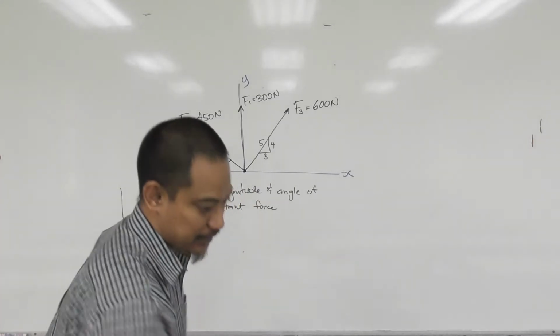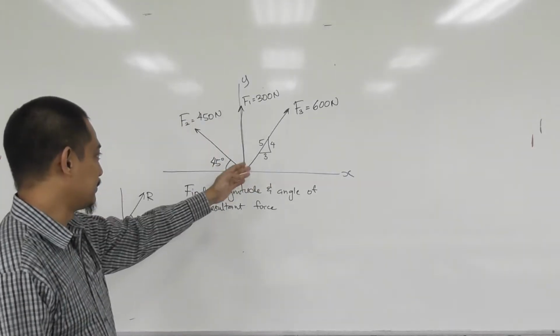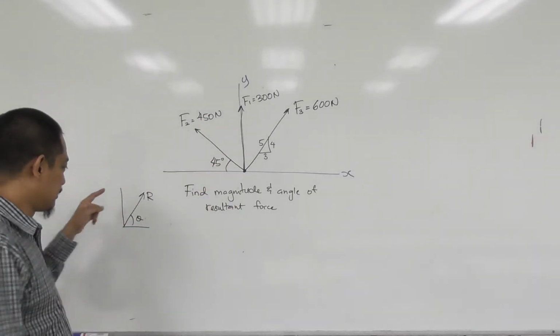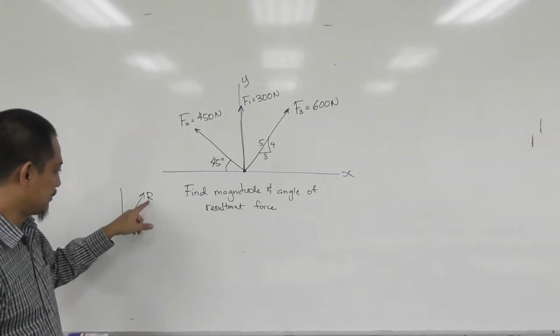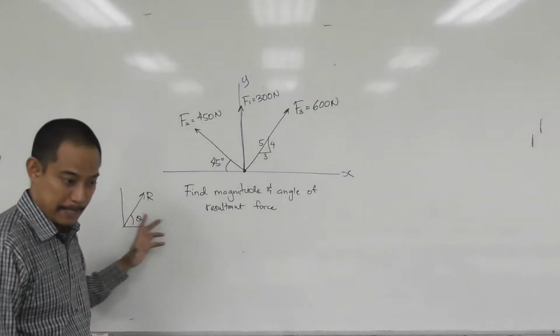How to get there is, as we mentioned before, if we can get all the x components and all the y components, you add all the x components, you get this x component. You add all the y components, you get this y component. From there, you can calculate this using Pythagoras and this using trigonometry, right? All right.